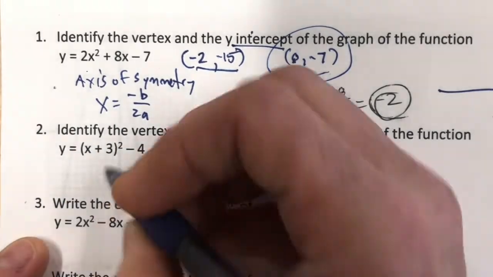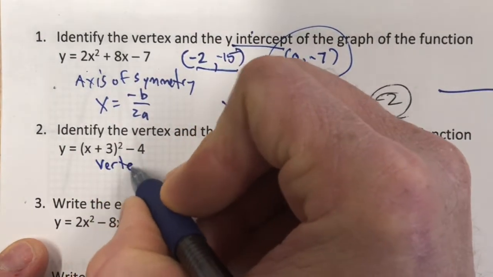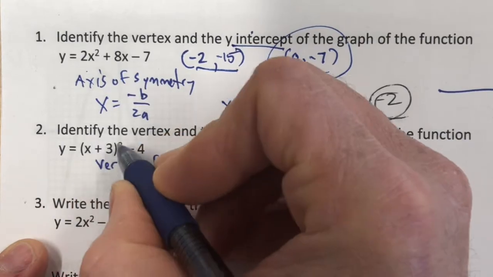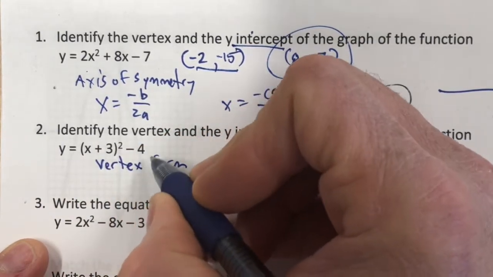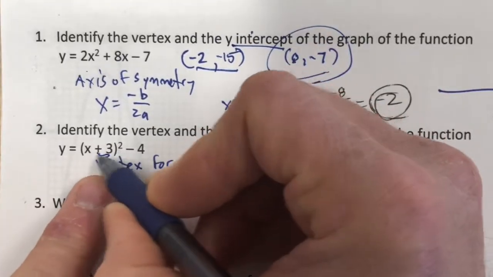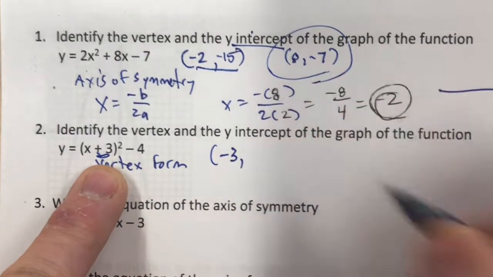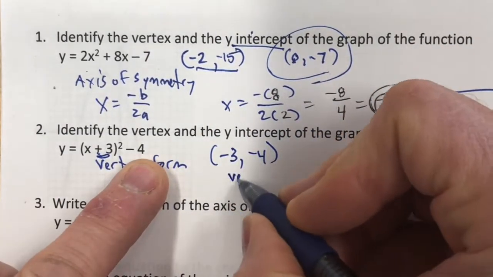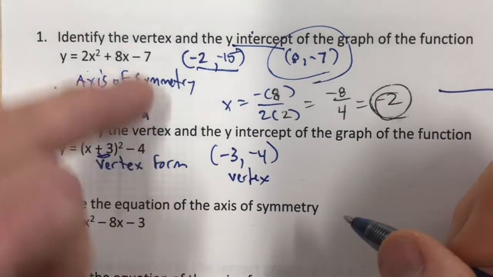All right, this is what's called vertex form. We got this x plus or minus number in parentheses squared, and then plus or minus a number. So right here, the opposite of this, negative 3, is my x value. And then right there, negative 4 is my y value. That's my vertex. So that's a little easier than this problem.